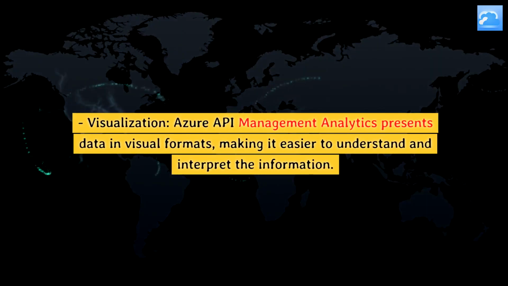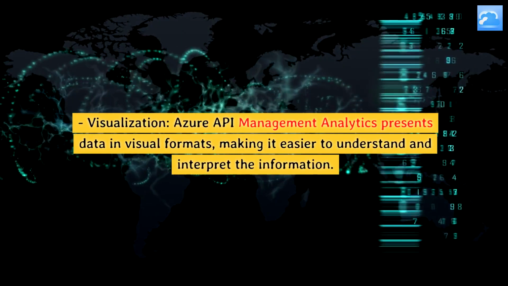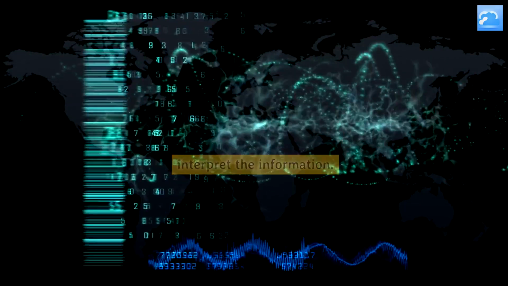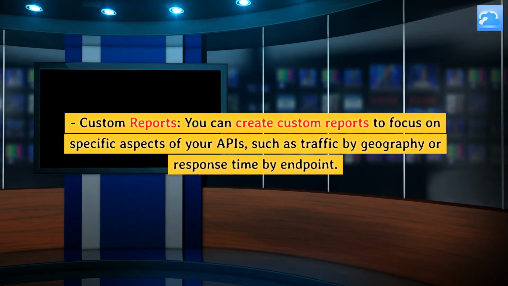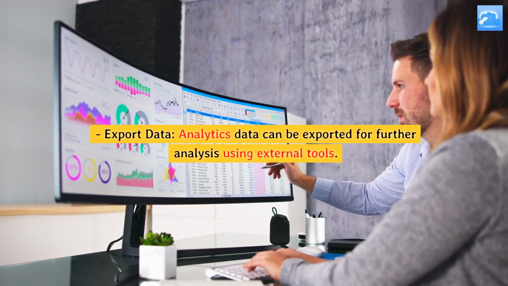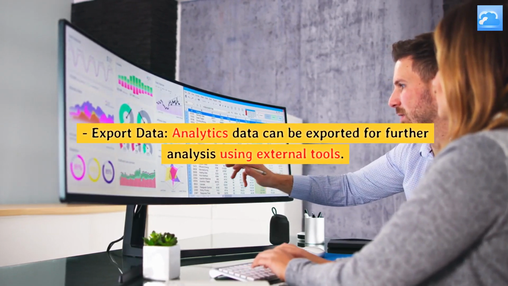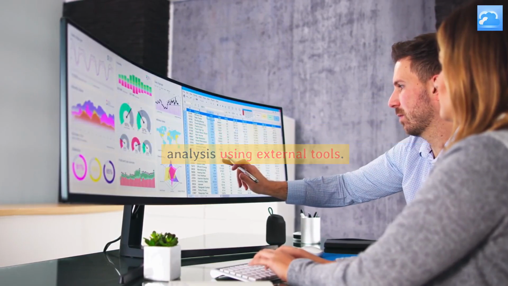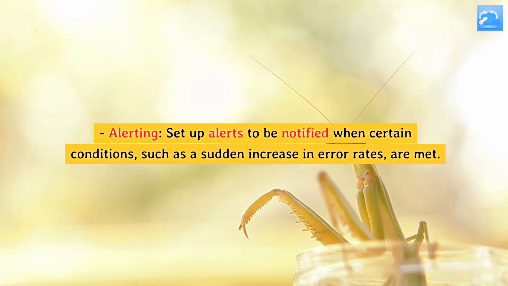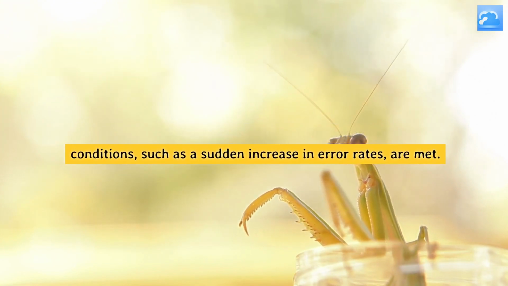and traffic patterns. Visualization. Azure API Management Analytics presents data in visual formats, making it easier to understand and interpret the information. Custom reports. You can create custom reports to focus on specific aspects of your APIs, such as traffic by geography or response time by endpoint. Export data. Analytics data can be exported for further analysis using external tools. Alerting. Set up alerts to be notified when certain conditions, such as a sudden increase in error rates, are met.